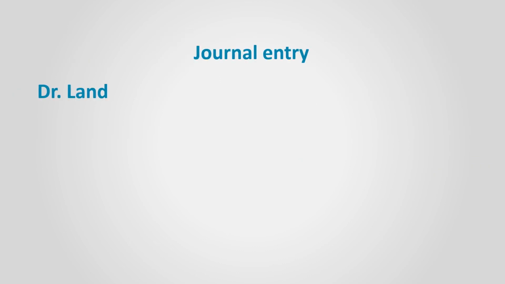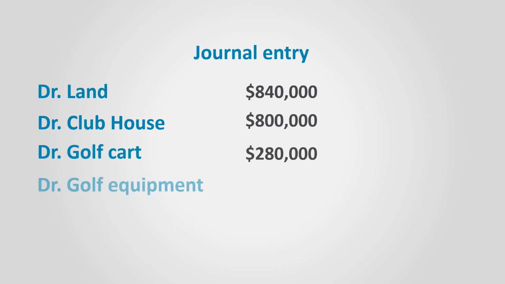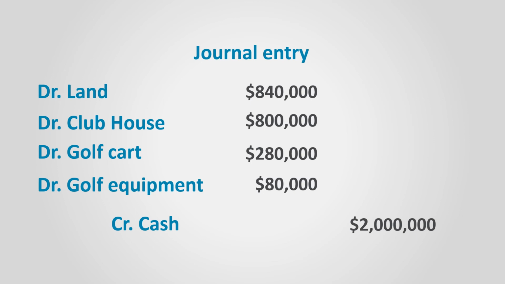The following journal entry is recorded to record the purchase of assets. Debit each asset individually, then credit cash by the amount paid, which is $2 million.